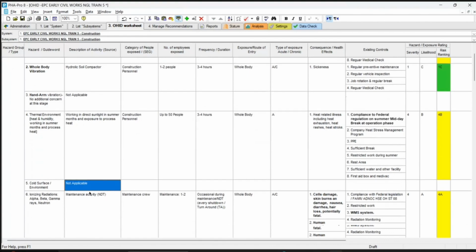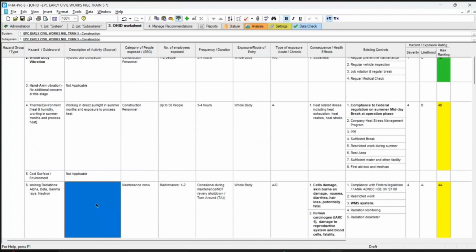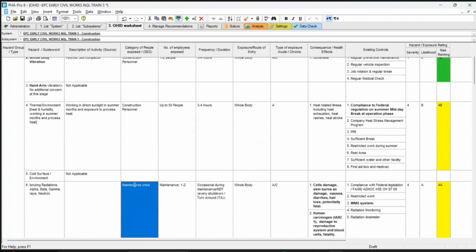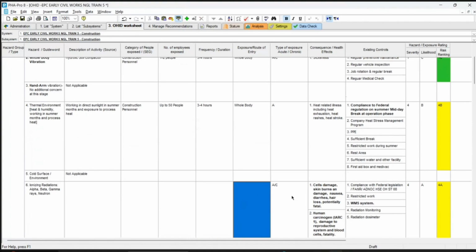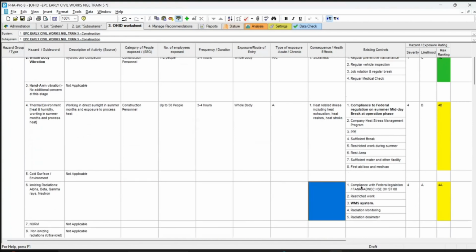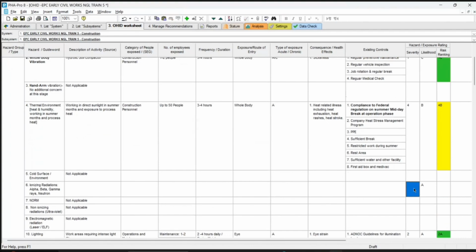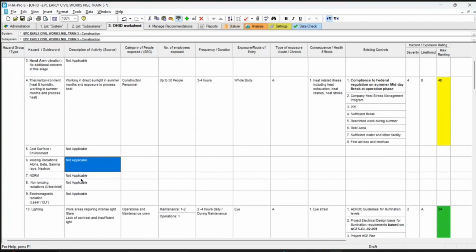Cold surface not applicable, ionization not applicable, right? No radiation. Not applicable. Non-ionization no. This norms and other things, right? What is the norm for naturally occurring radio sources from the well?